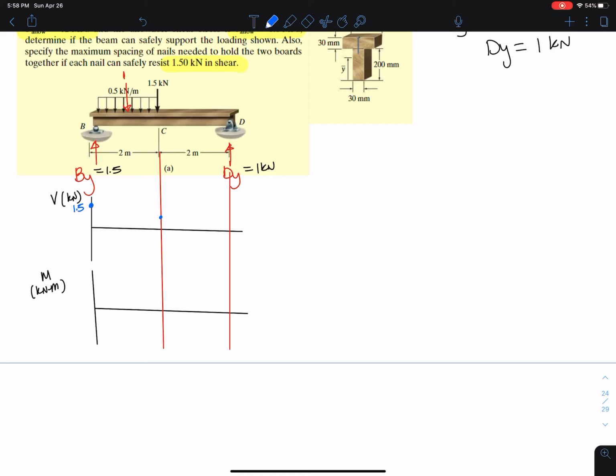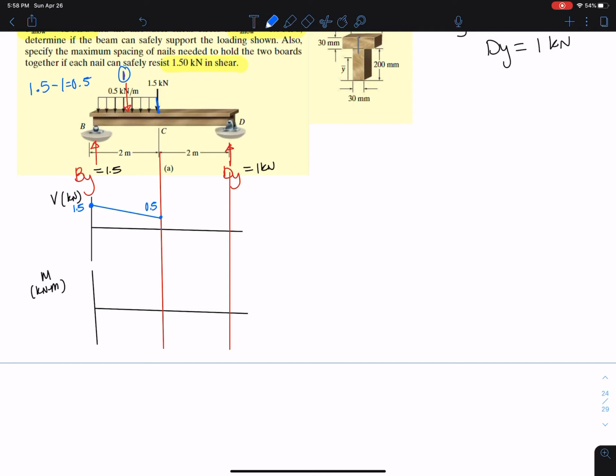So here will be at 0.5. How did I get that? I'll show you. We know that the total value of the distributed load is 1. So if we're at 1.5, by the time the distributed load finishes, which is here, we need to subtract 1, and we're left with 0.5. That's why this is 0.5.